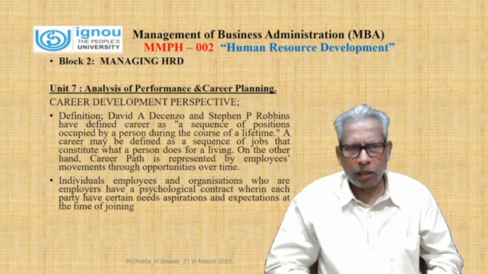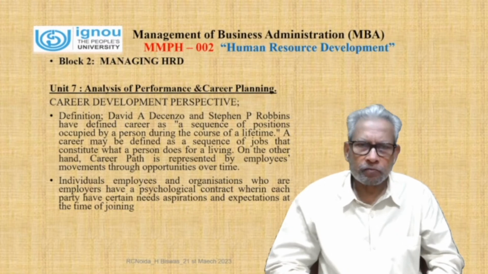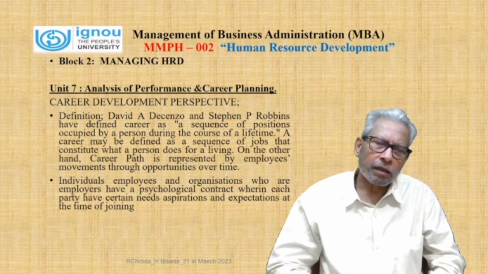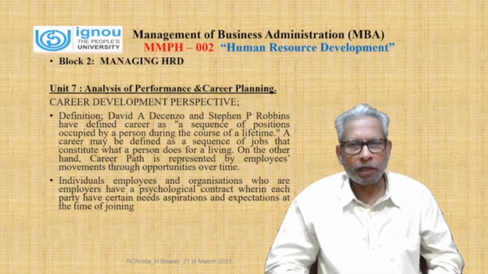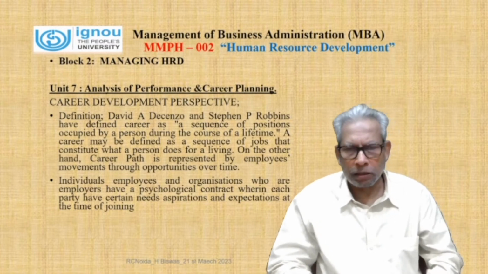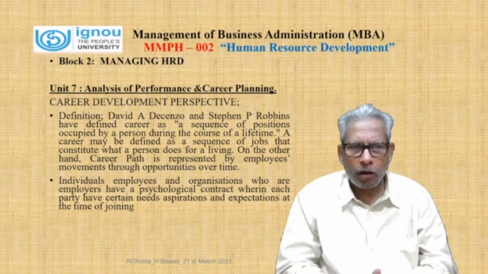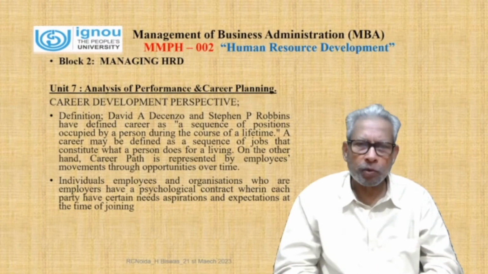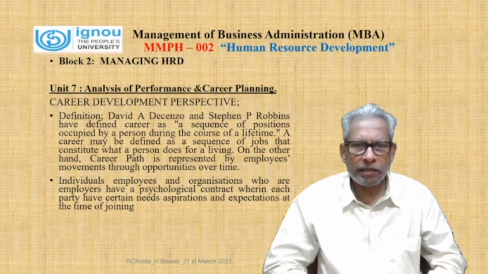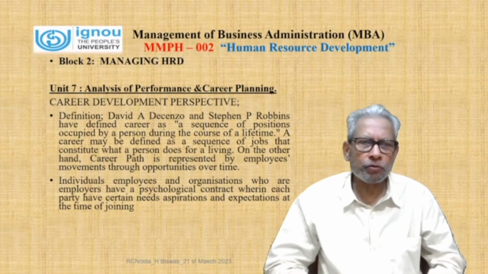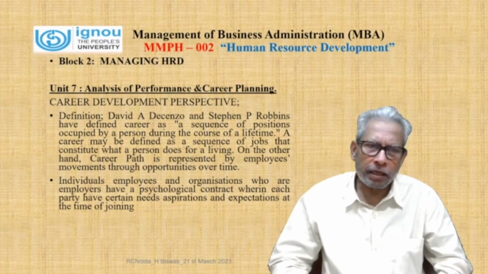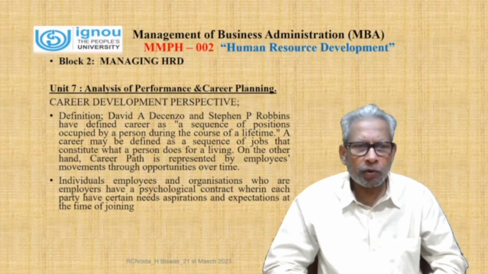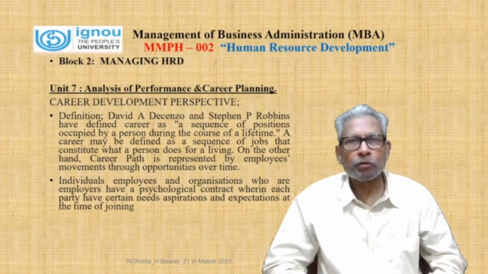The definition. David A. DeCenzo and Stephen P. Robbins have defined a career as a sequence of positions occupied by a person during the course of a lifetime. As I just said, what a person has occupied during their lifetime is very important. A career may be defined as a sequence of jobs that constitute what a person does for a living. On the other hand, the career path is represented by employees' movements through opportunities over time.